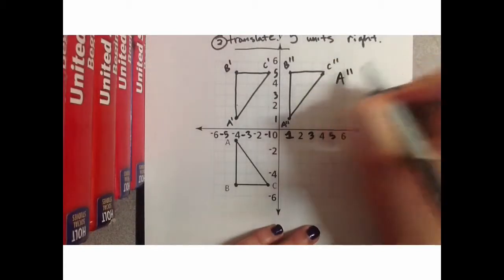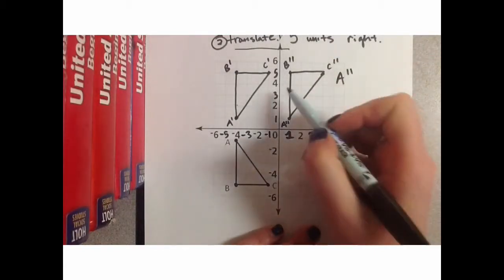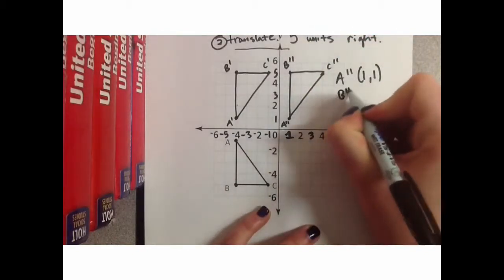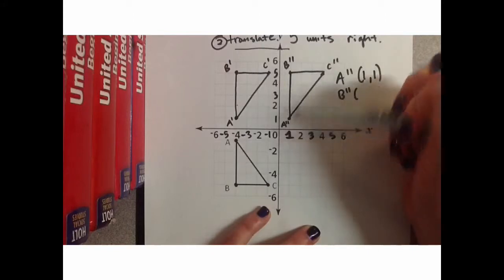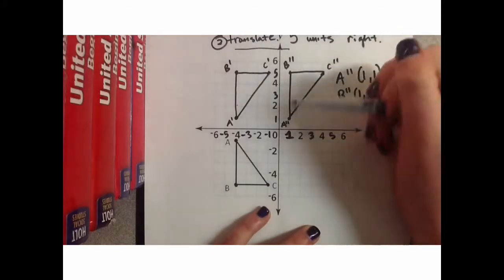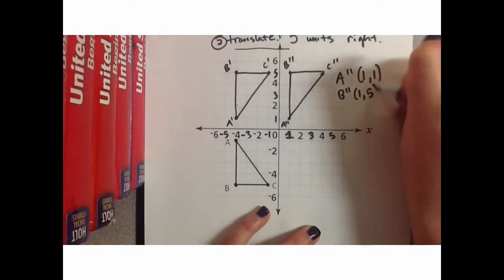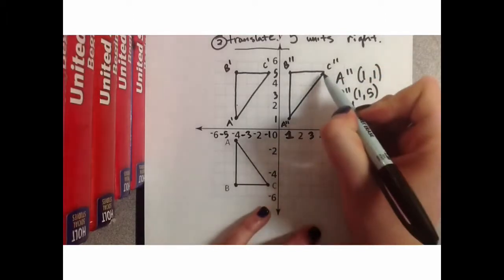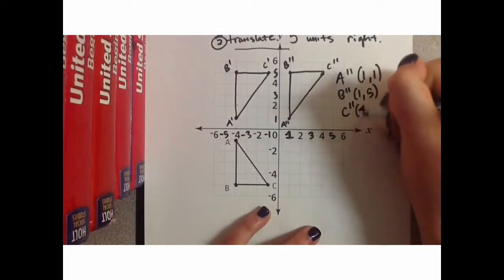So A double prime, go to my x value, which is 1, and up to my y value, which is 1. B double prime, my x value is 1, and up to my y value, which is 5. And then C double prime, my x value is 4, my y value is 5.